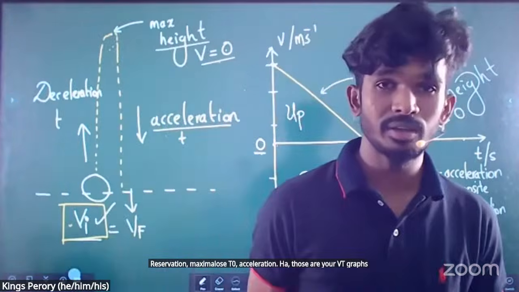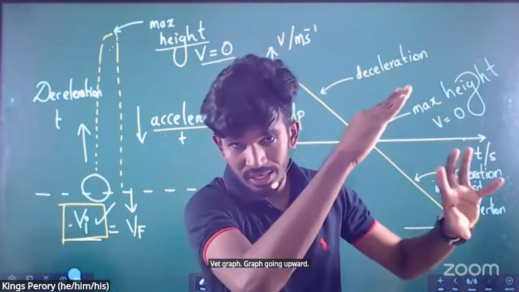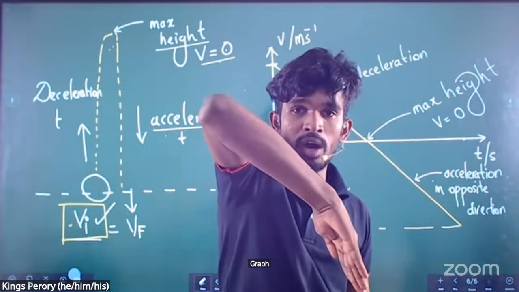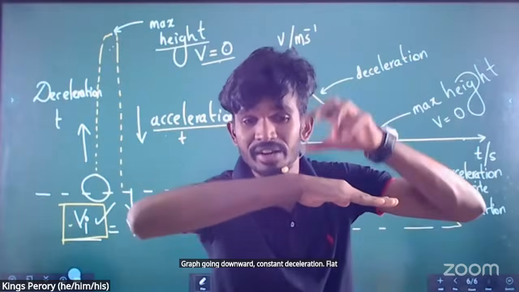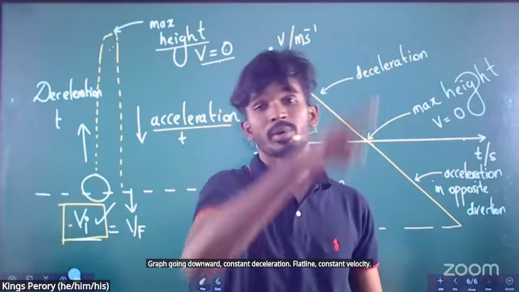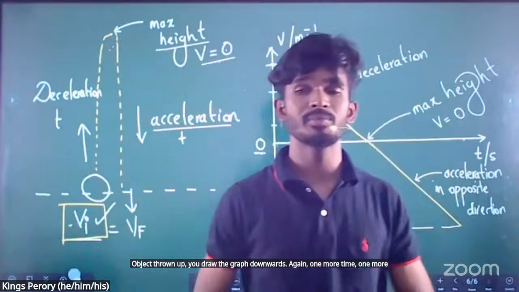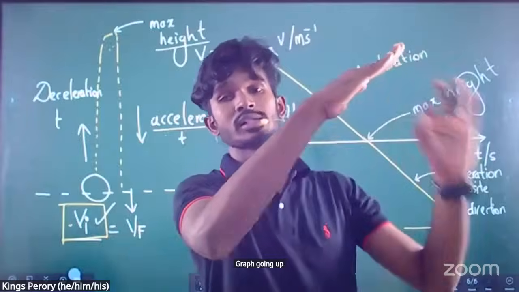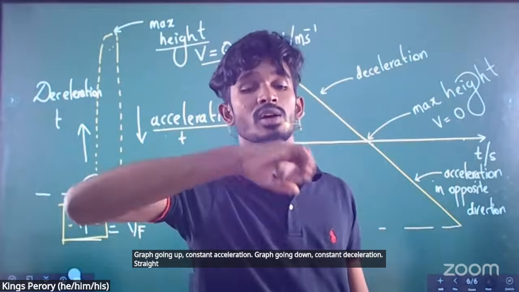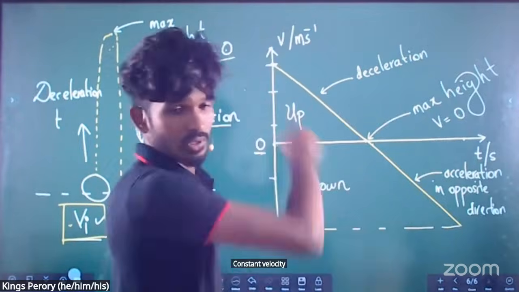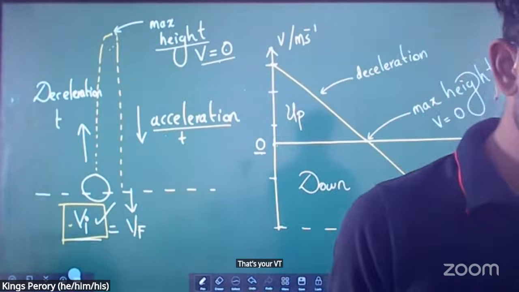Again, one more time, tell me. VT graph. Graph going upward, constant acceleration. Graph going downward, constant deceleration. Flat line, constant velocity. Object thrown up, you draw the graph downwards. Again, one more time. Now, put it to the mind. Graph going up, constant acceleration. Graph going down, constant deceleration. Straight flat line, constant velocity. Object thrown up, graph goes like this. That's your VT graph, velocity time graph.